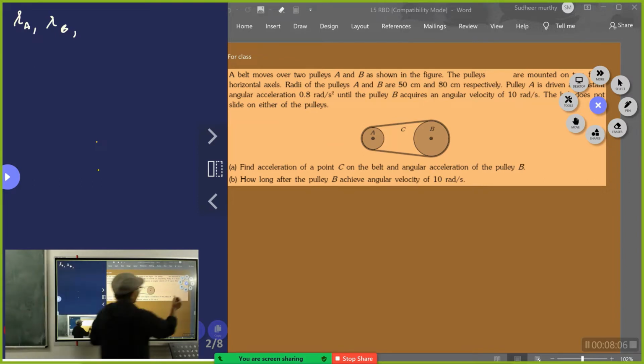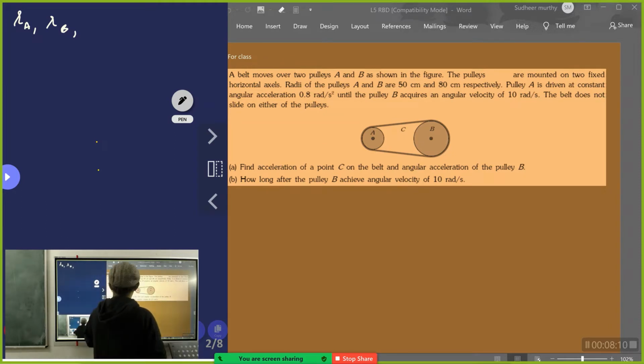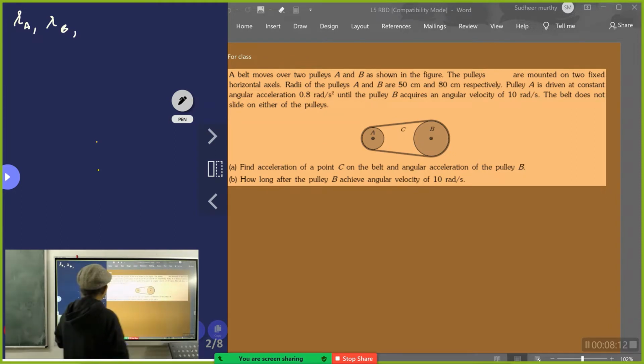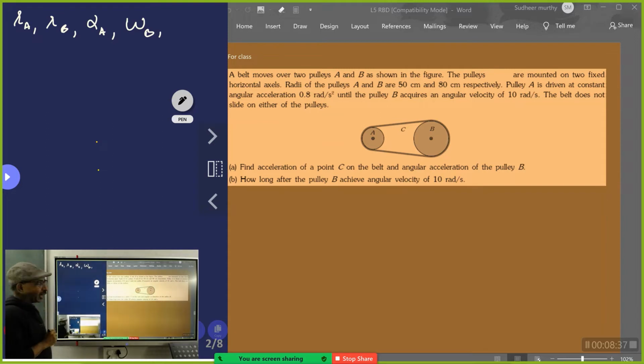The pulley is driven by constant angular acceleration, pulley A. So alpha A is given. Okay, and then until pulley B gets the final angular velocity, omega B, they have given the final angular velocity. The belt does not slip. These are the variables I just listed. Hello, are you with me?